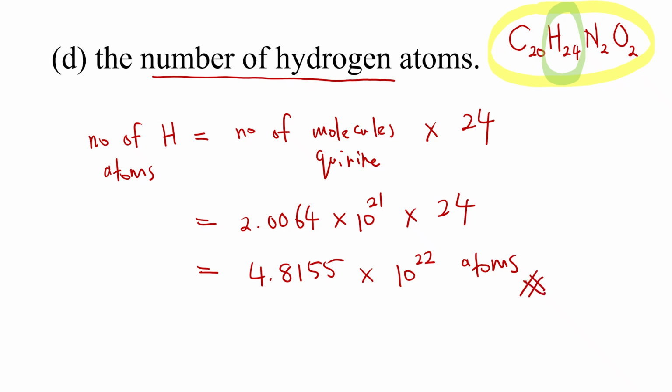Okay, so your final answer must be in 4 decimal points, and even in your calculation as well, mesti kena ambil sehingga 4 decimal points so that you can get the most accurate jawapan. Okay, so since hydrogen itu adalah atom, so kena labelkan di belakang ini unitnya adalah atoms.